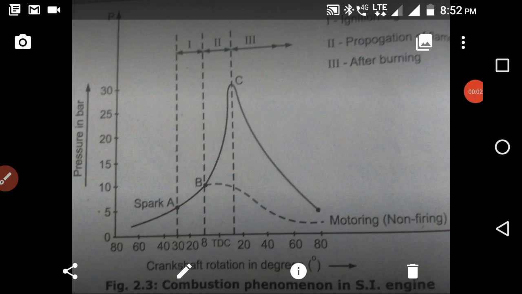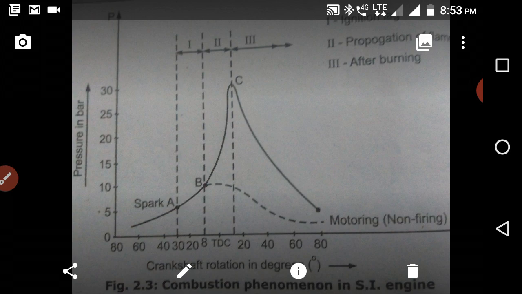Good morning, students. Today I am going to discuss unit number 2, that is the testing of IC engine and emission control. In this unit there are a lot of numericals. We have to do many numericals here because most of the numericals in the exam come from this unit. Apart from the numericals there are some theoretical parts also. Initially we will complete the theoretical part and then we'll go for the numericals.